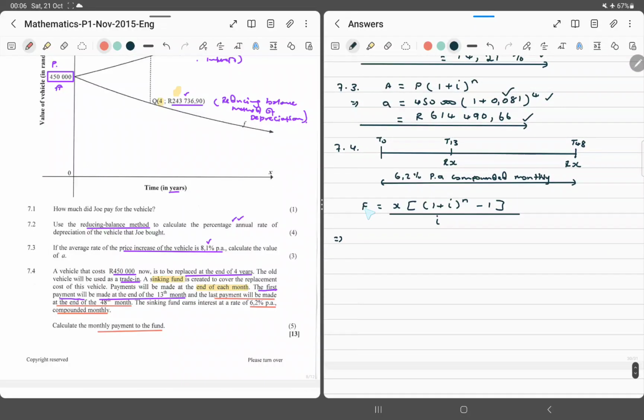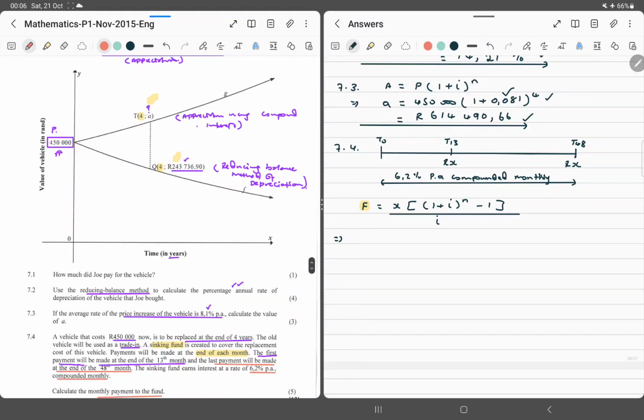So let's move on. What would this future value be? What we want is the value of the sinking fund. So the value of the sinking fund is going to be the difference of these two. So it's going to be 614,490.66 minus this amount that we're going to be able to pay when our car depreciates, 243,736.90. Okay, that is essentially what our sinking fund is going to be.